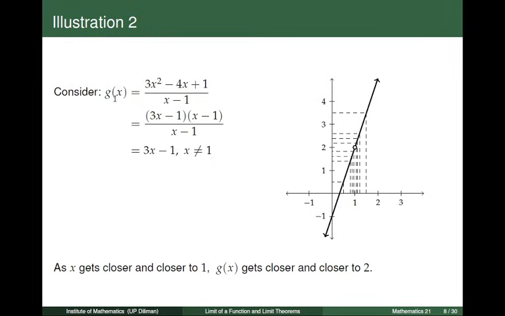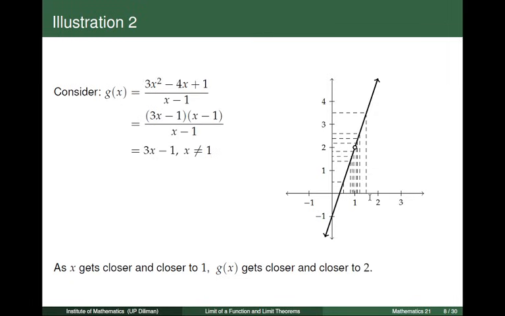So the graph of g of x is very similar to the graph of f, only that the function is not defined at 1. So in the linear graph, we have a hole at x equals 1 representing the fact that 1 is not part of the domain. But as you can see here, graphically, when we take points x very close to 1, the functional value of g is also very close to 2.